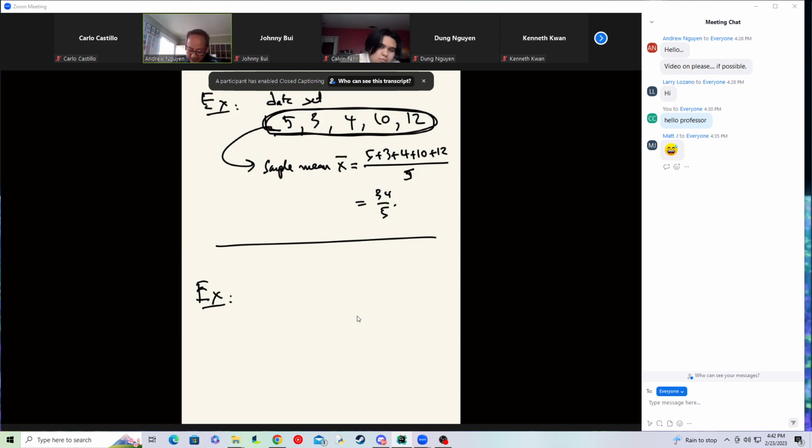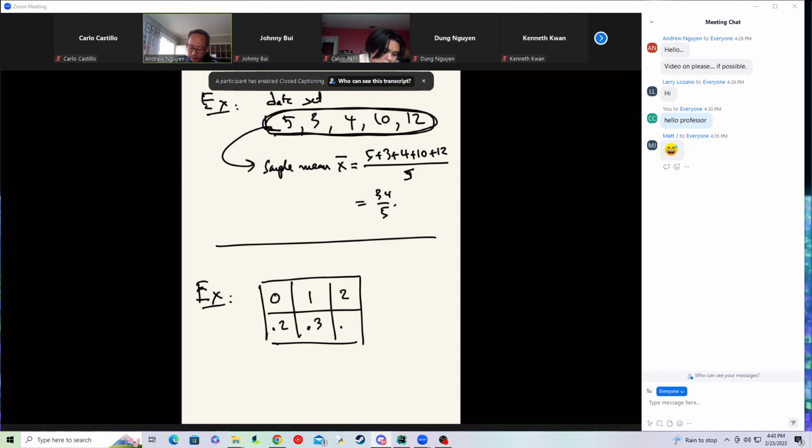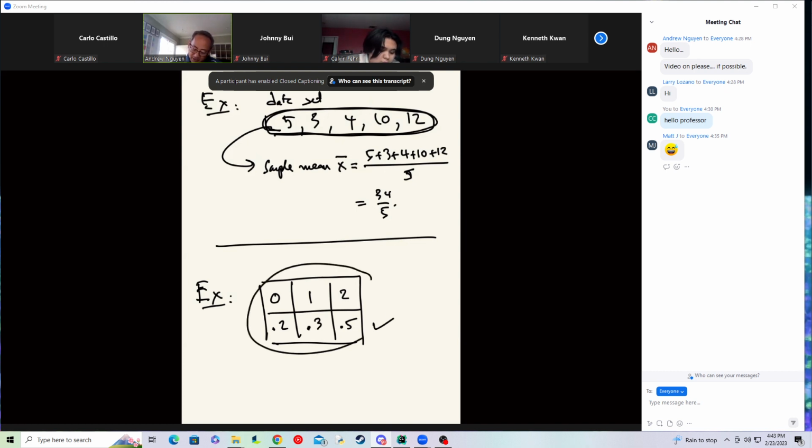Okay, so let's consider the following distribution. Let's say I have a simple distribution: 0, 1, 2, and then 0.2, 0.3, 0.5, right? So it's a valid distribution because the sum of the second row is 1. What this distribution means is, imagine this like a big bag of candies, right?